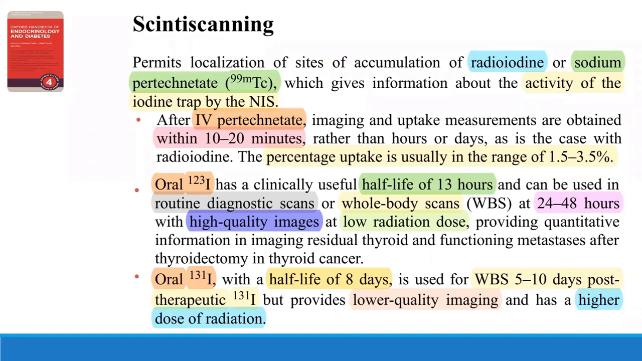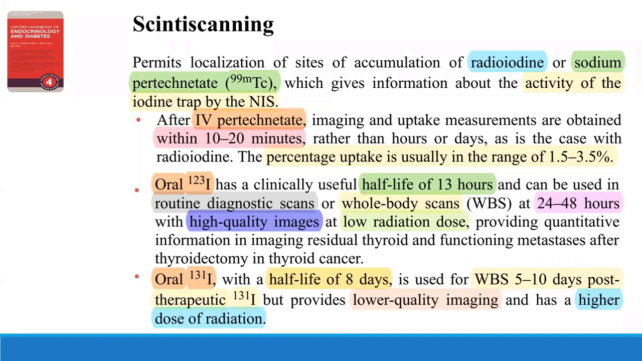Another material is oral radioactive iodine 123. This isotope is clinically useful because the half-life of iodine 123 is 13 hours. This is very important because in our exam, they ask about the half-life of iodine. So don't forget that the half-life of iodine 123 is 13 hours, a short half-life, but technetium is about 6 hours. Iodine 123 can be used in the routine diagnostic scan or whole body scan in differentiated thyroid carcinoma after 1 to 2 days, with high quality image at low radiation dose.